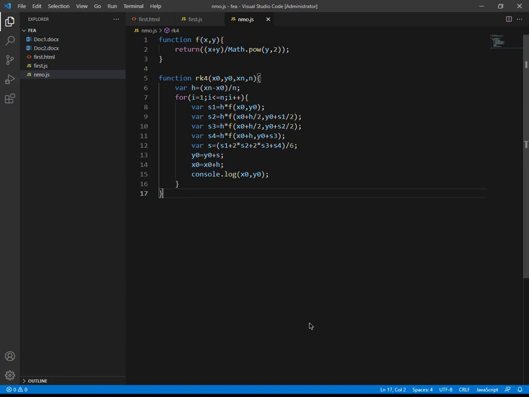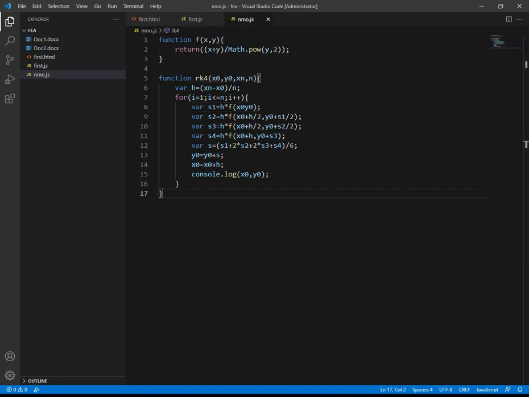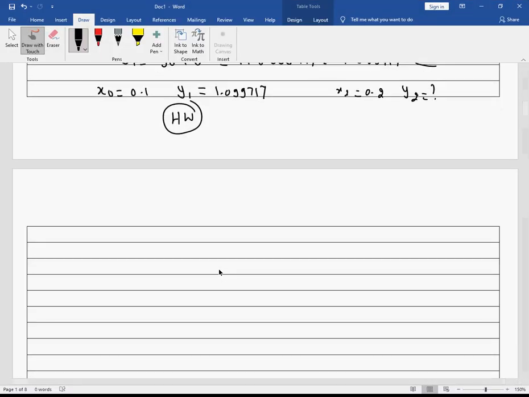So now let's move to the next topic. So now we need to solve second order differential equation. And of course, all are initial value problem.